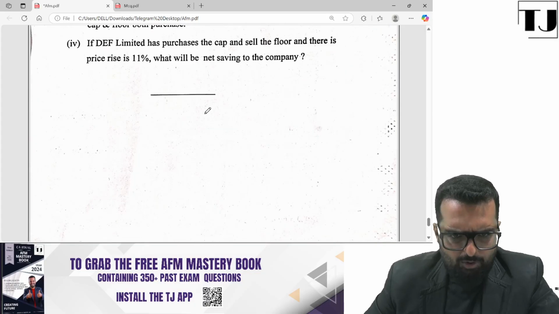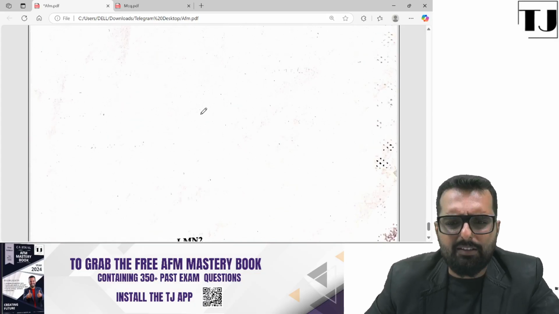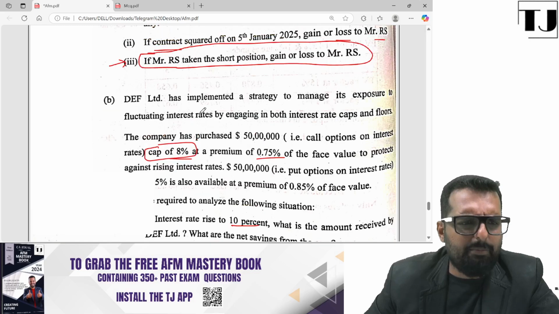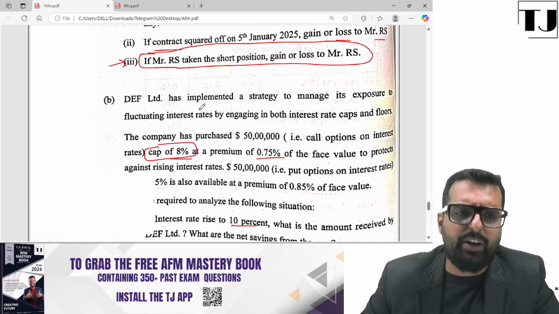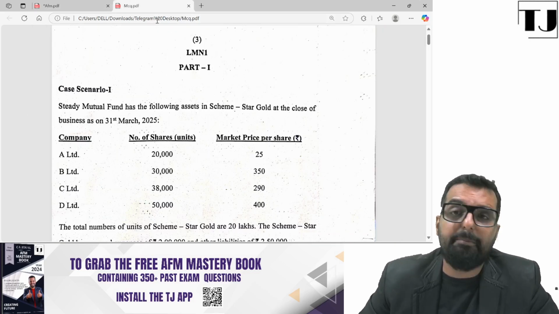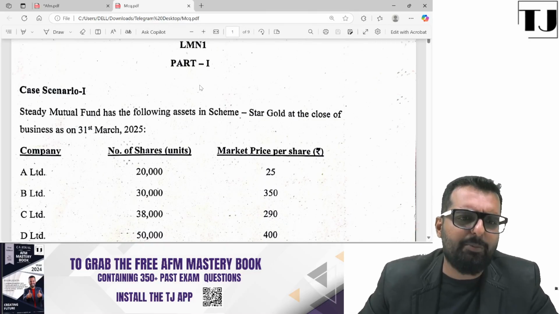I'm not able to see the marks over here, friends. Maybe in the scanning it has been missed out. Whatever marks it is, it's very easy to score for all of you, friends. So this was the main question paper. Now let's come to MCQs.